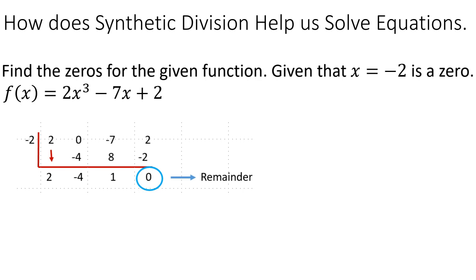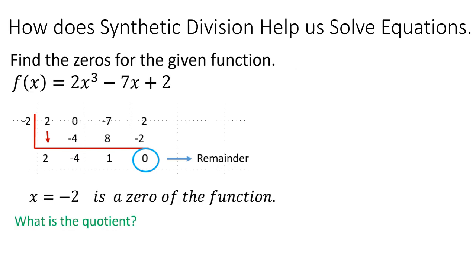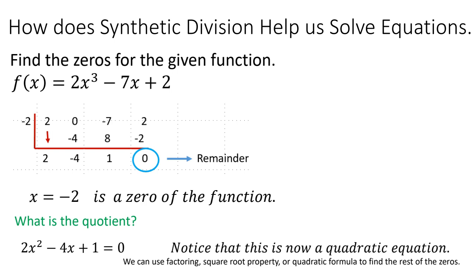So again, we have an incomplete polynomial. We're missing the x squared term, so that's going to be 0 here. When I put this on here, 2, 0, minus 7, 2, you see that I have my remainder 0. Remember, with a cubic we have a possibility of 3 zeros or 3 solutions. To get those other 2 remaining solutions, we're going to use our quotient here. This is going to be 2x squared minus 4x plus 1.